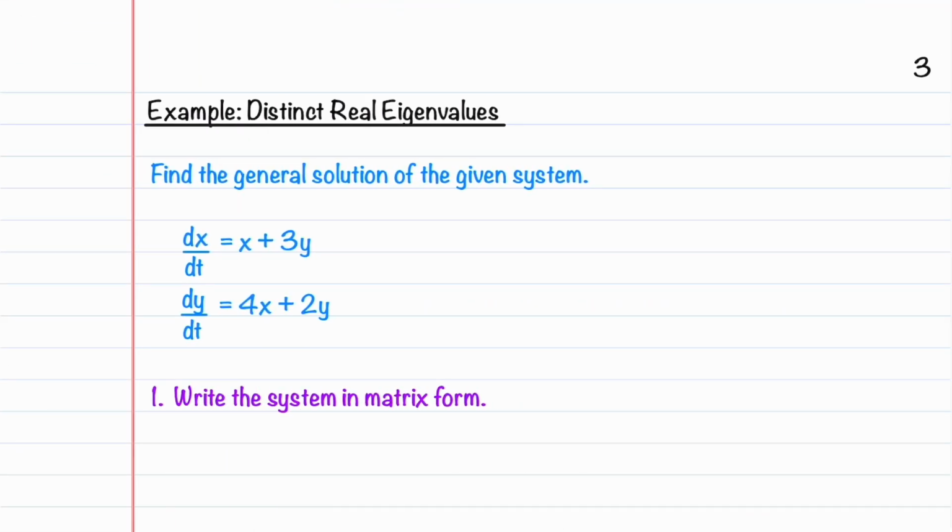We're going to walk through an example where we're going to be solving a system of first-order linear differential equations for the case where we have distinct real eigenvalues. We're going to find the general solution to the system of equations dx/dt = x + 3y and dy/dt = 4x + 2y.